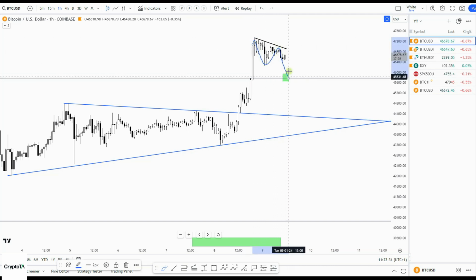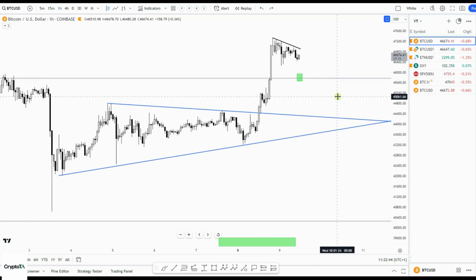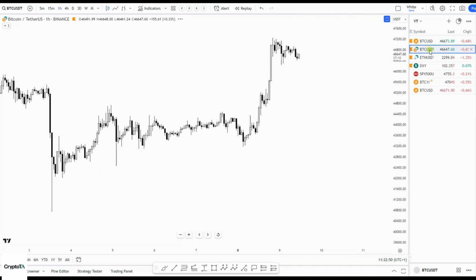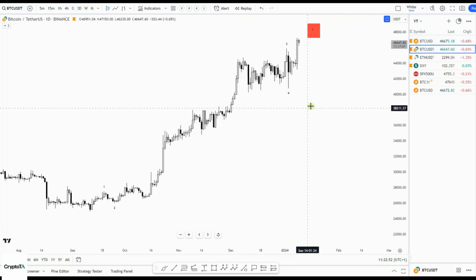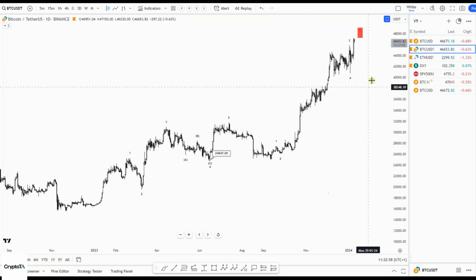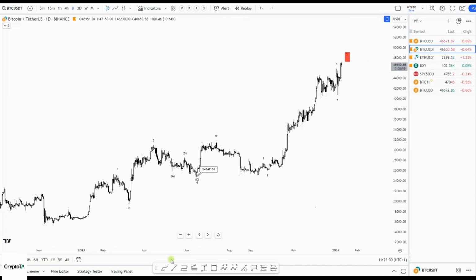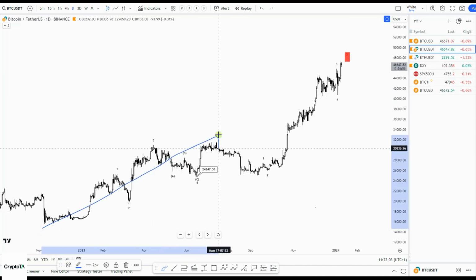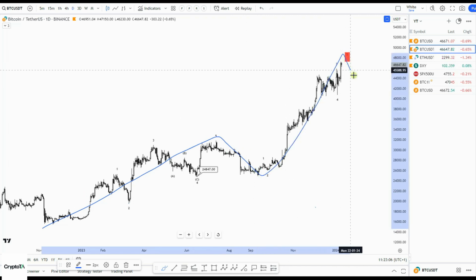So this ABC, as long as we do not break this diagonal, we have a chance of making that move. That would be also a perfect retest of that key level, and then I would expect upside again based on the ETF hype. But how far can it go? I already showed it on Twitter. When you look at my higher time frame Elliott wave counts, we are doing this move. 1, 2, 3, 4, 5 would be a possibility.